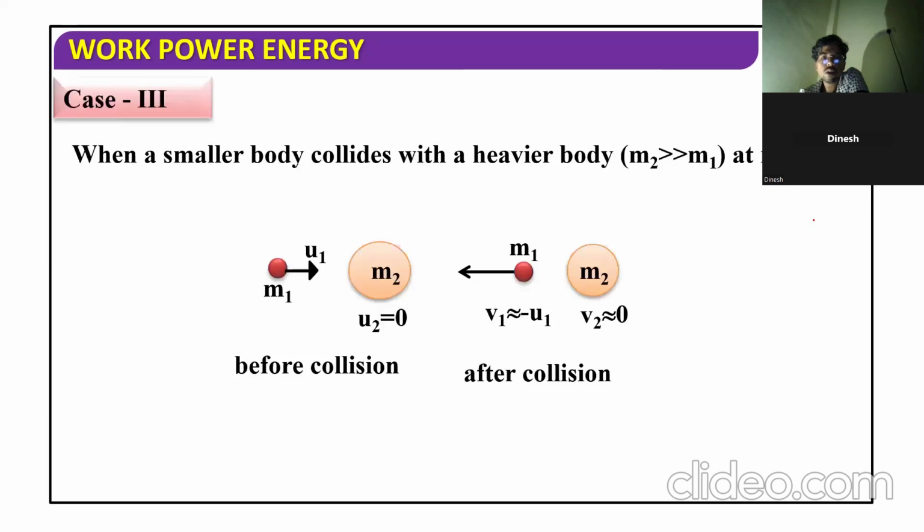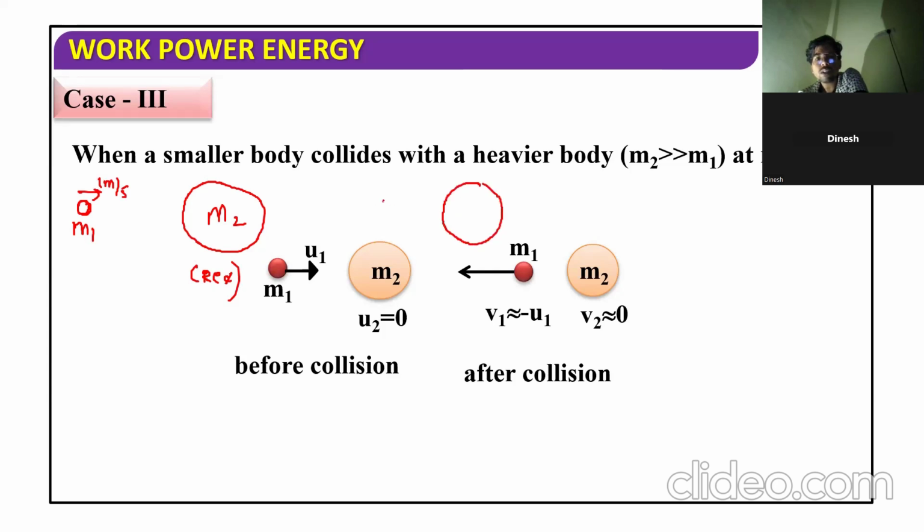Now this is a smaller body, a very light car. And this is a truck, a heavy body. M2 is the mass of the car, M1 the mass of the truck. The car is moving with 1 meter per second, and the truck is at rest. So after collision, it bounces back. The heavier object will not move, it is very heavy. But the lighter object, after collision, bounces back with the same velocity. That is the concept.